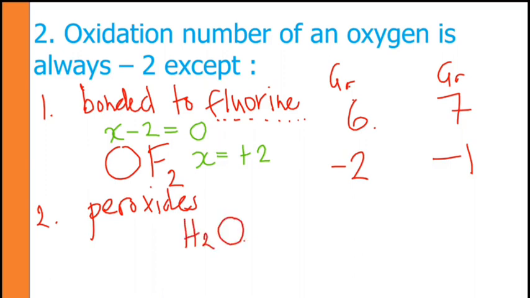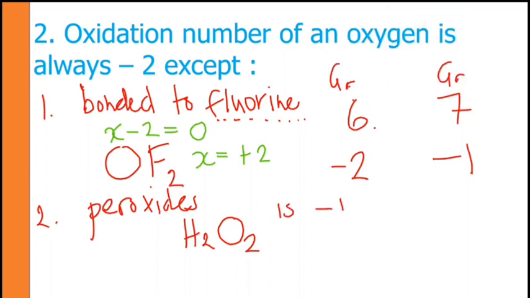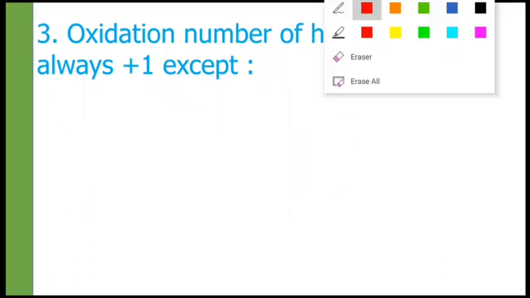Okay, an example of a peroxide is hydrogen peroxide. If you look at it this way, the oxidation number here is going to be -1. The oxidation number of oxygen in peroxide changes to -1. So when bonded to fluorine, it's +2. Bonded to peroxides, it becomes -1. All right, so that's the second rule.